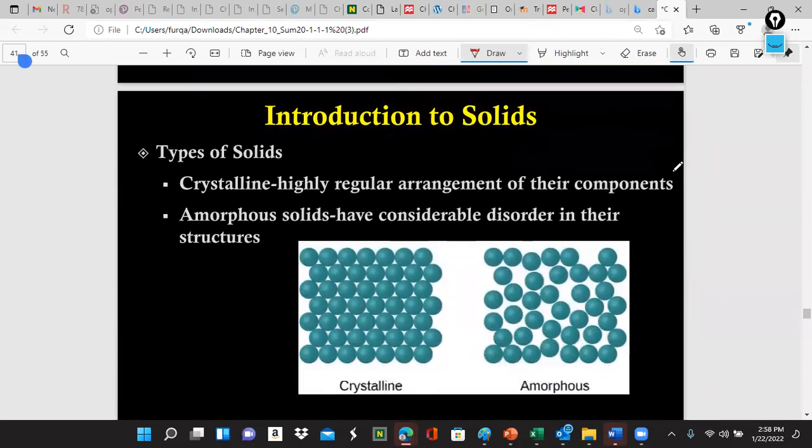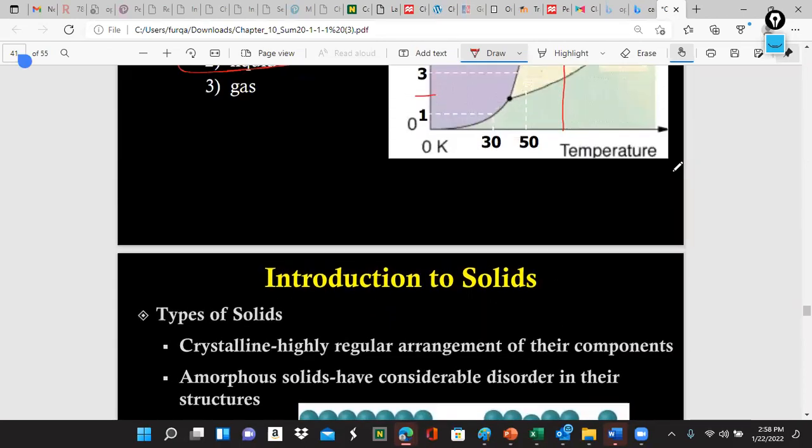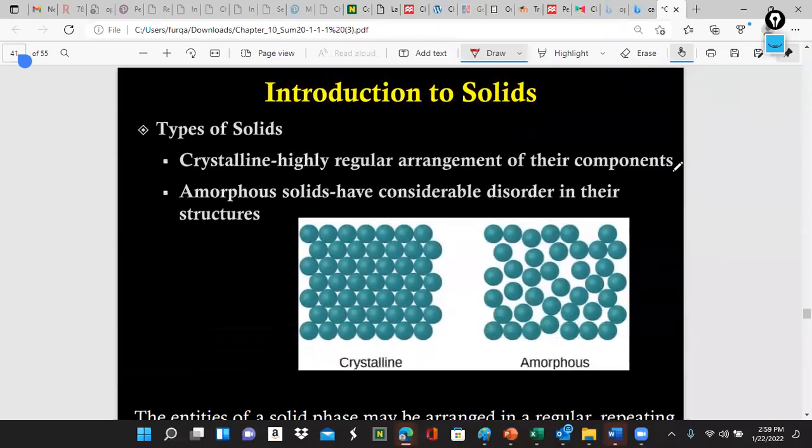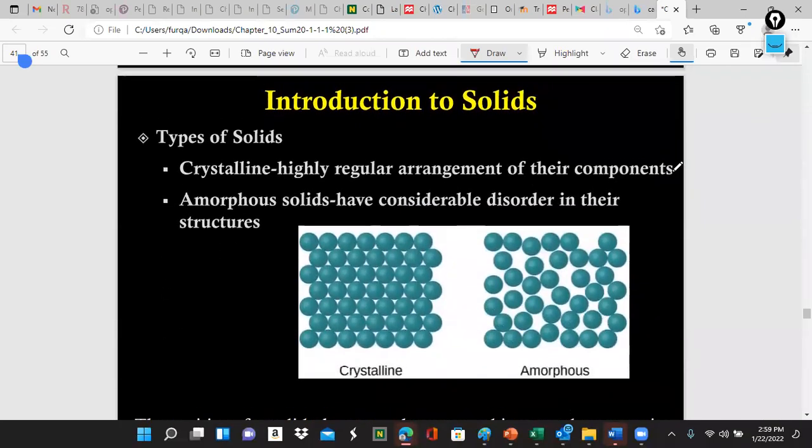Solids. Okay, so the last thing is about solids, the introduction to solids that we are trying to do, and I'm going to do it in a short video after this one.